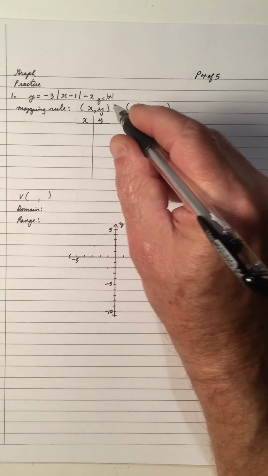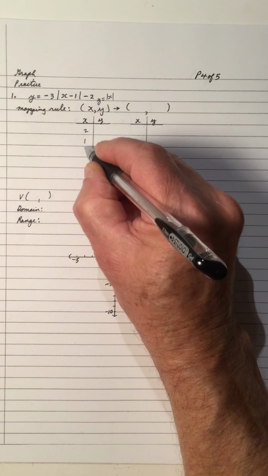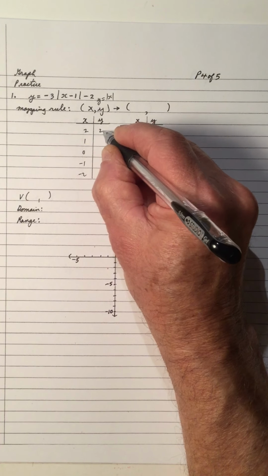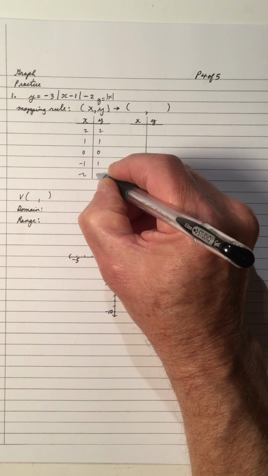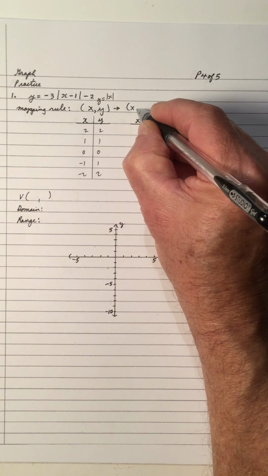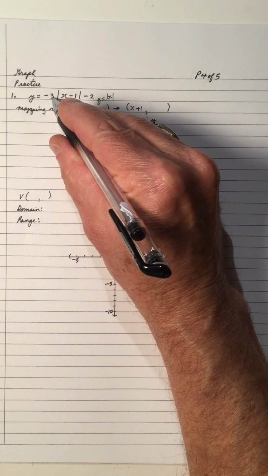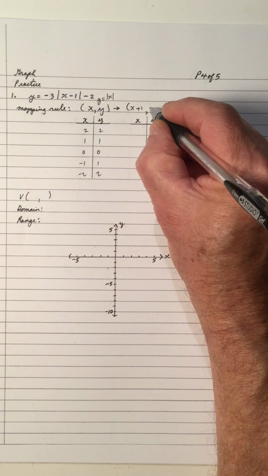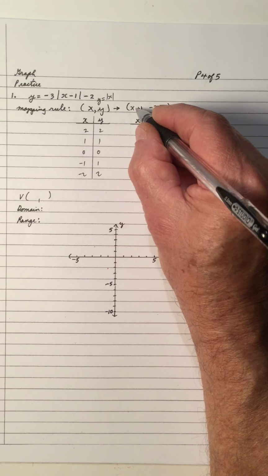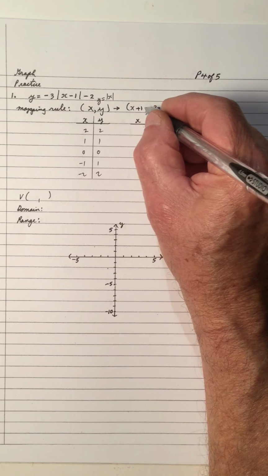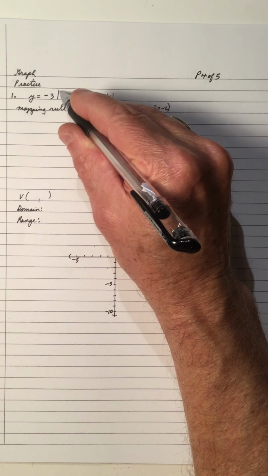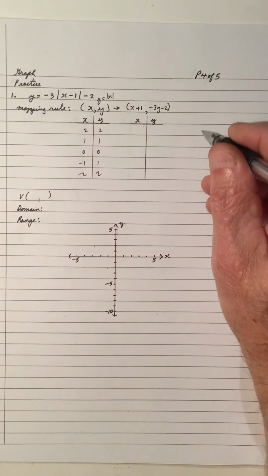table. And the basic table is 2, 1, 0, negative 1, negative 2. Absolute value of these numbers: 2, 1, 0, 1, 2. Now the mapping rule: x minus 1, so that's an x plus 1. Negative 3y minus 2. So you change the inside to whatever it is, but this goes negative 3 times y, minus 2.